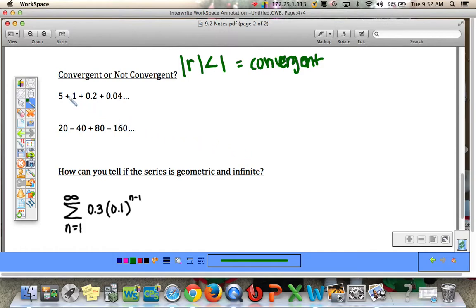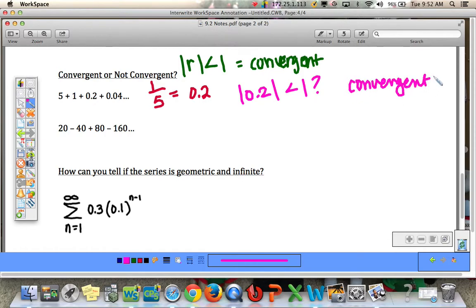So here's an example. This is a geometric sequence. To find the ratio, take any number, divide by the one before. For example, 1 over 5. Let's try that again. 1 over 5 equals 0.2. So you ask yourself, is this convergent? Is the absolute value of 0.2 less than 1? And it is, so it's convergent.